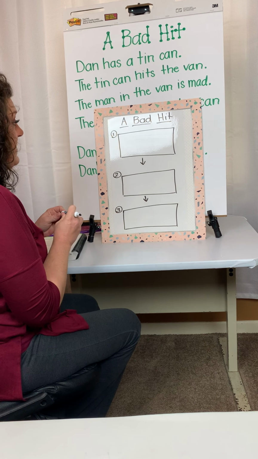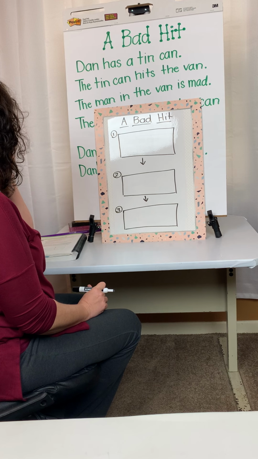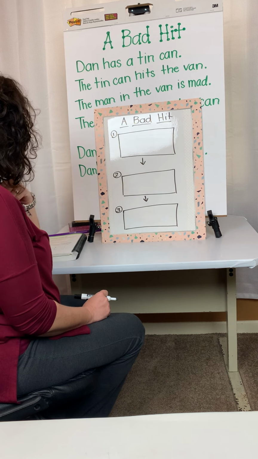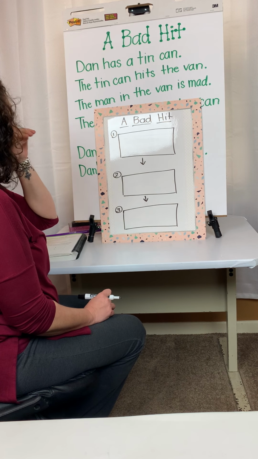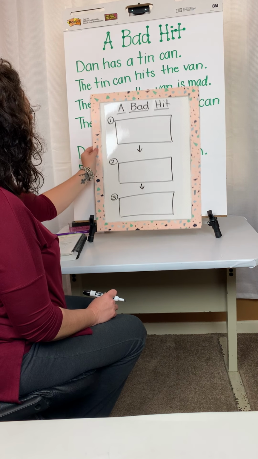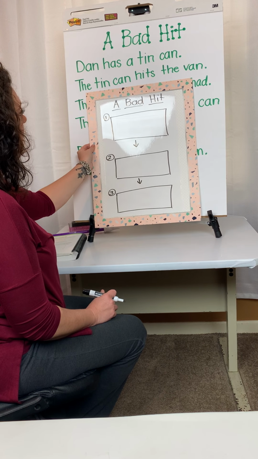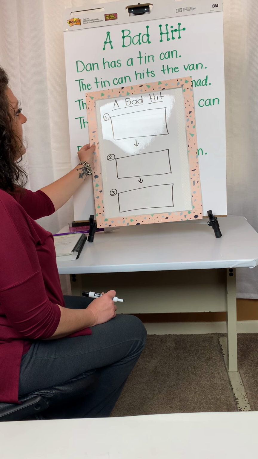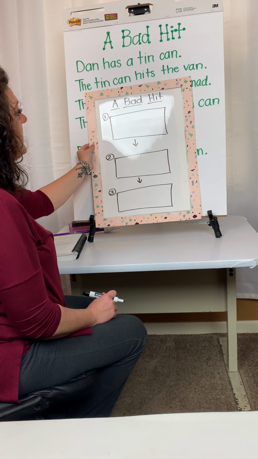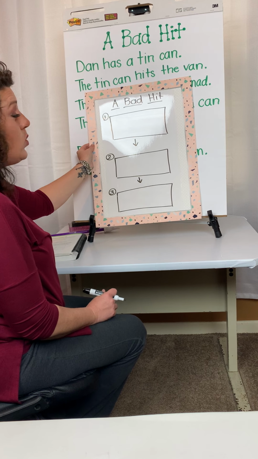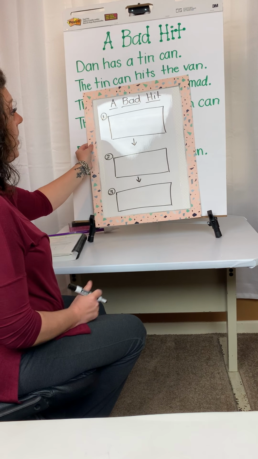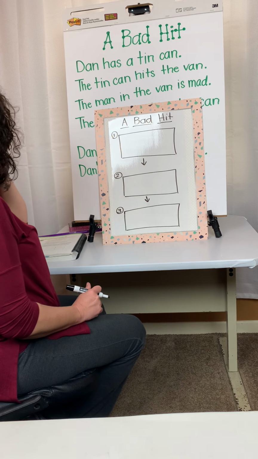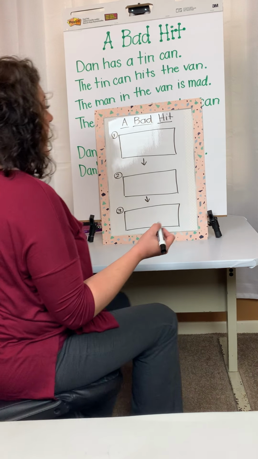So this is a graphic organizer showing sequence or the order that things happen in the story for A Bad Hit. That was our story today. Okay, so let's look in the first two sentences. I'm going to move this up so you're just looking at the first two sentences. All right, Dan has a tin can and the tin can hits the van. So the big thing that happens first in the story is where our problem occurs. All right, so the problem in this story is that the tin can hit the van, right?